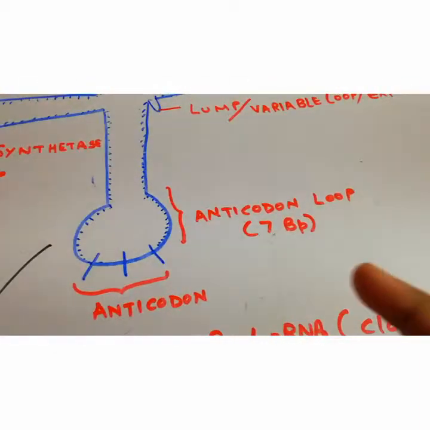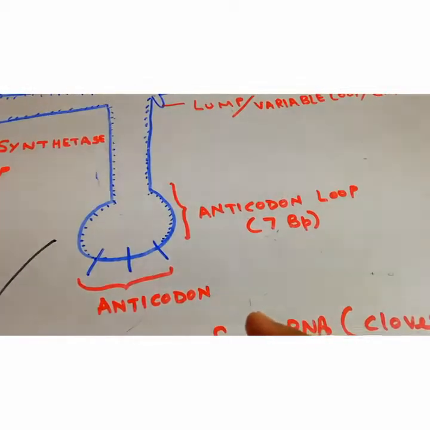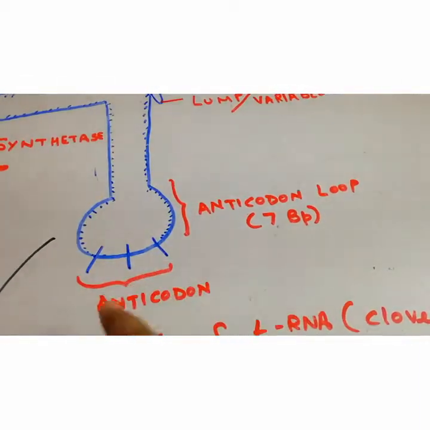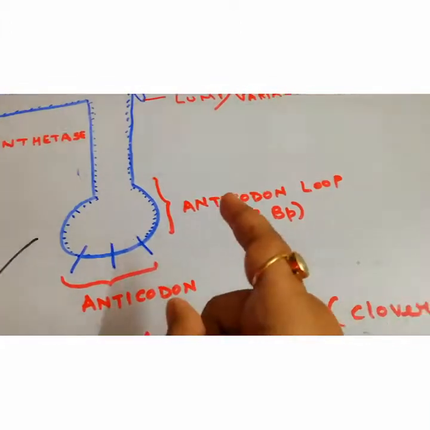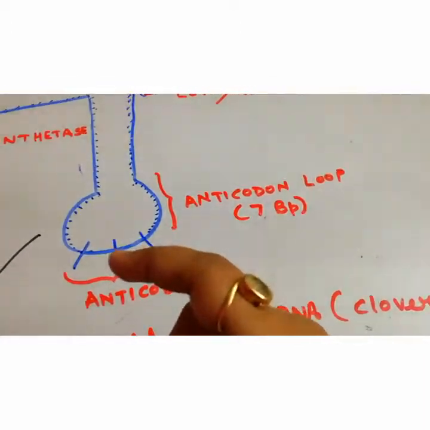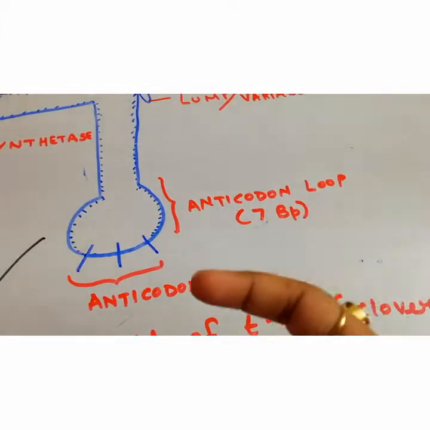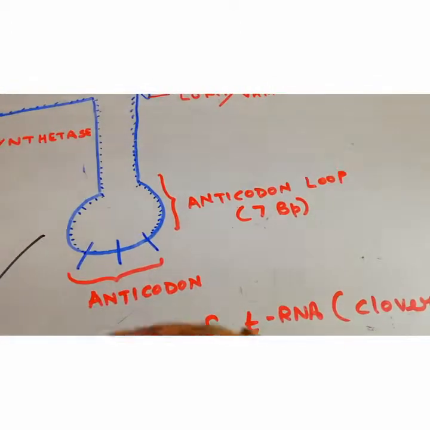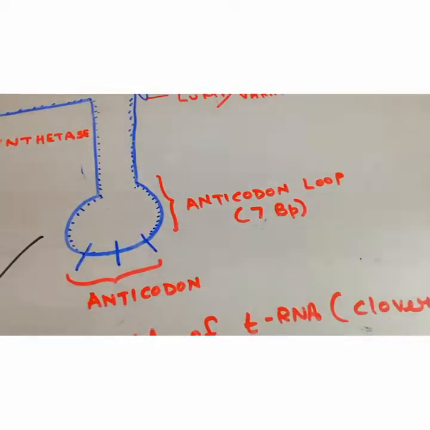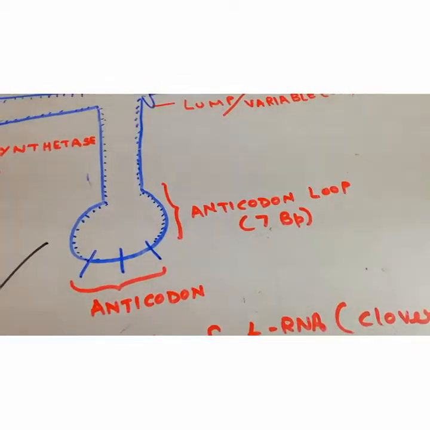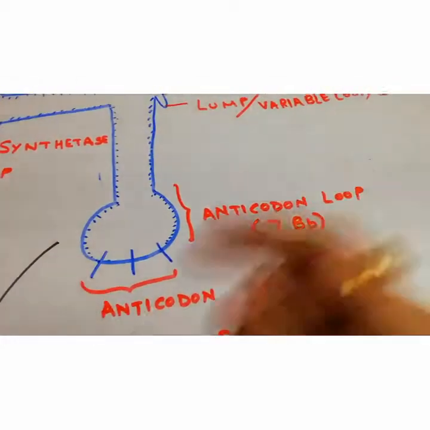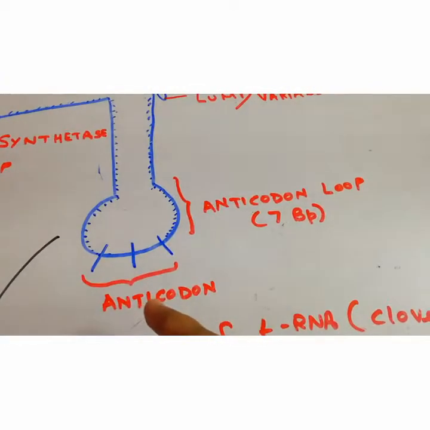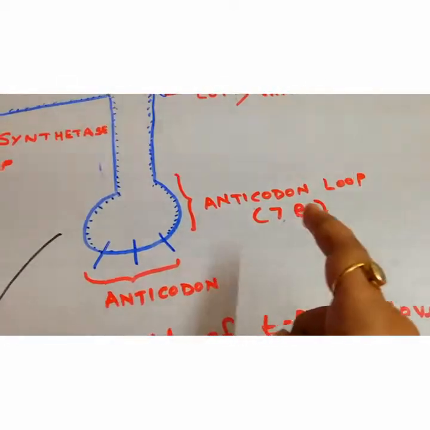So the triplet codon which is present on the mRNA strand will complement with the triplet anticodons which are present on the anticodon loop of tRNA, and when the anticodon and the codon sequence match, then the translation will start, or formation of a polypeptide chain will start to generate a protein. So this is the anticodon loop having anticodons comprising 7 base pairs.